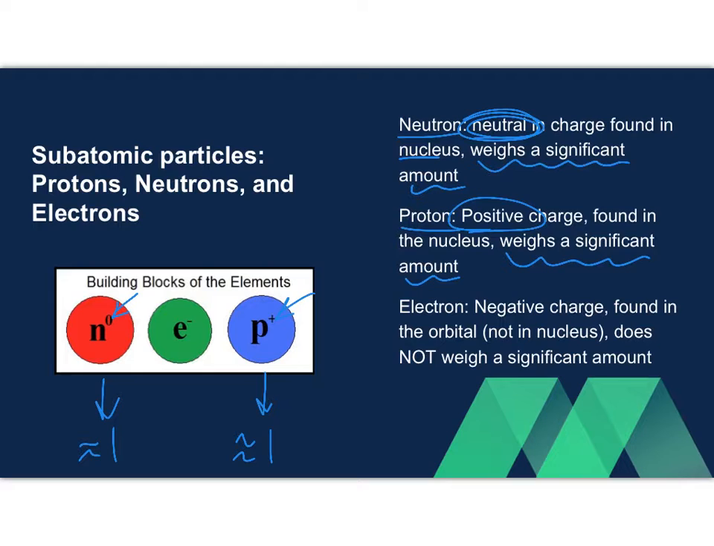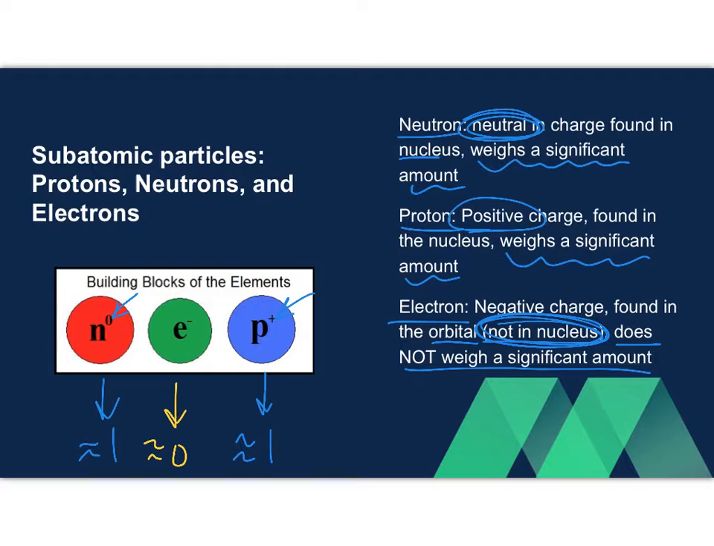But the electron is sort of this weird little guy that flies around the outside. We find them in orbitals, not in the nucleus, it's found outside the nucleus, and we say that it does not weigh a significant amount. Instead, we say that it essentially weighs nothing. It is so incredibly lightweight that it really doesn't even matter how many of them are there. It doesn't impact how heavy an atom is.